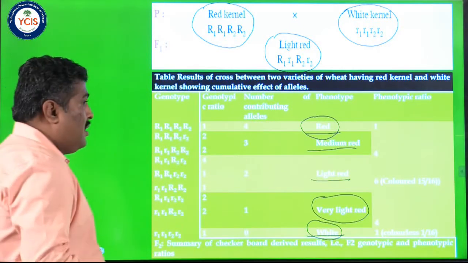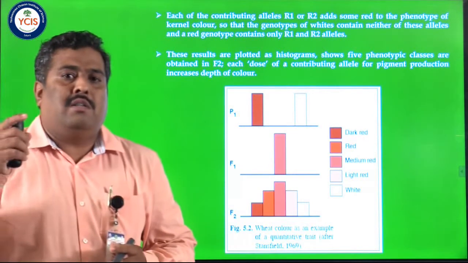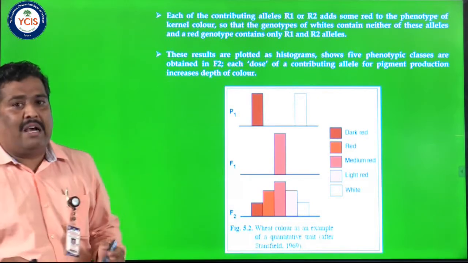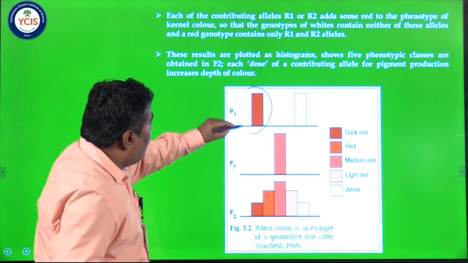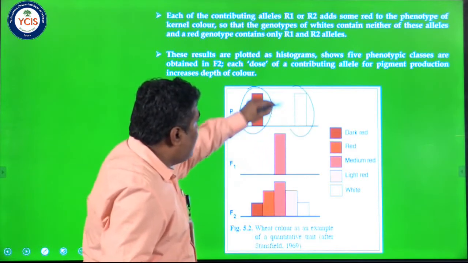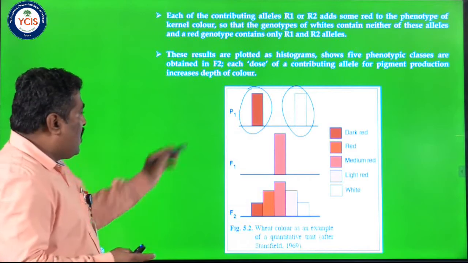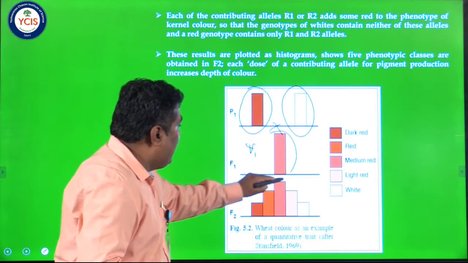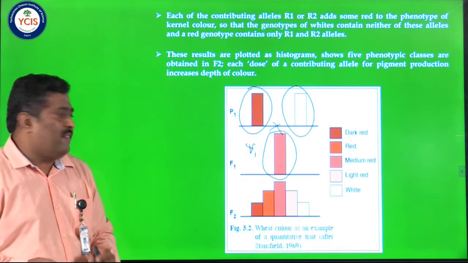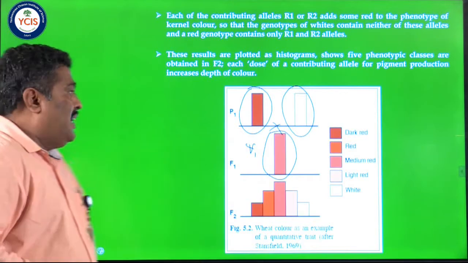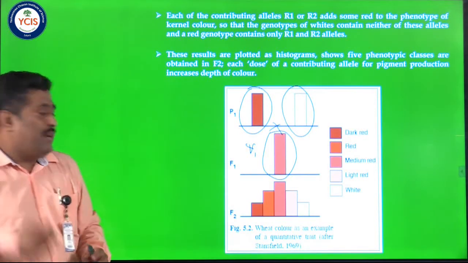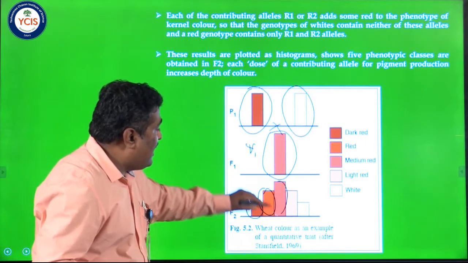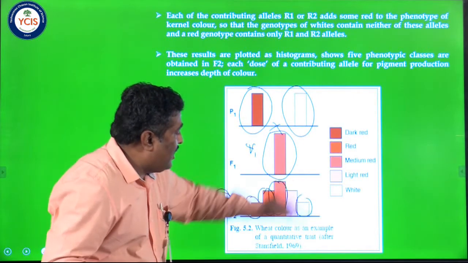If we plot the given results in a histogram, we can have a clear picture. He had a red strain and a white strain. When he crossed both strains, in the F1 generation all the individuals were light red in color, and in the F2 generation he found a series of colors from dark red, faint red, light red, very light red, and white.